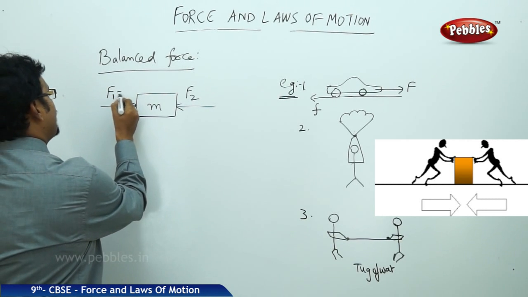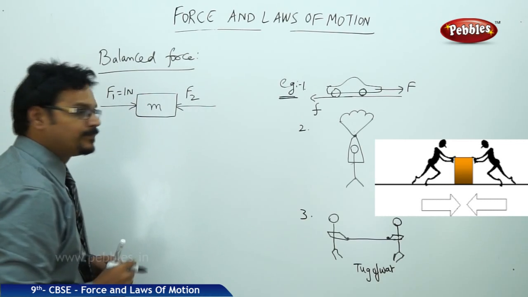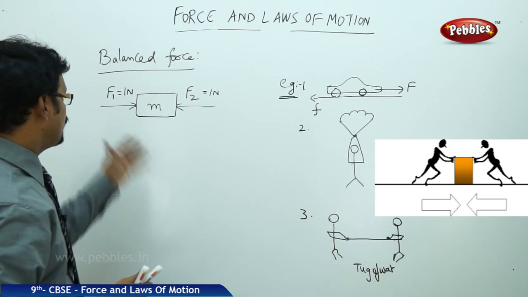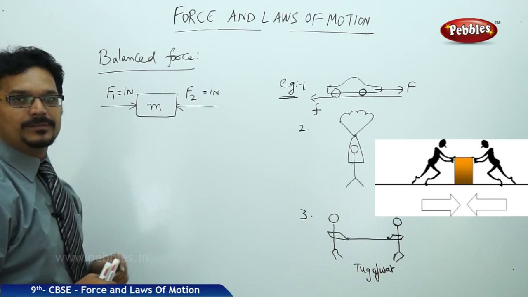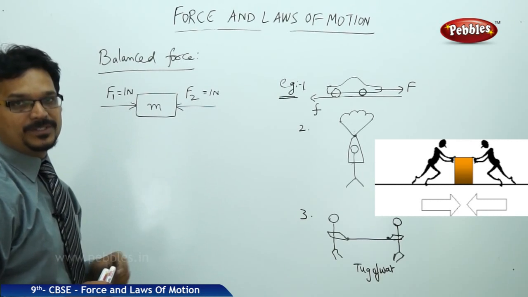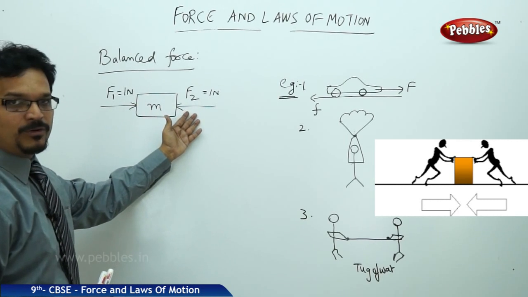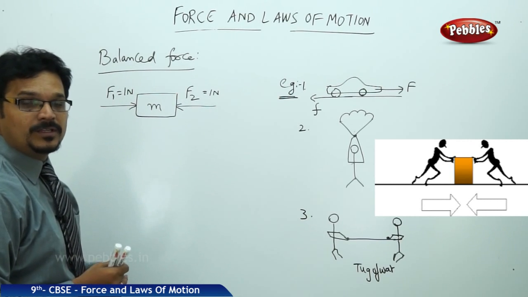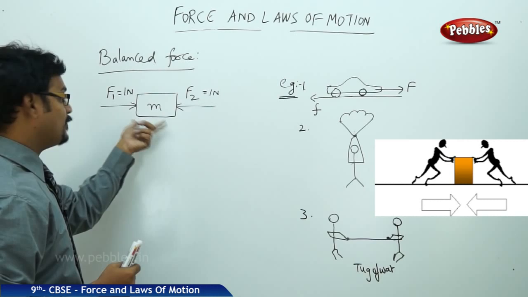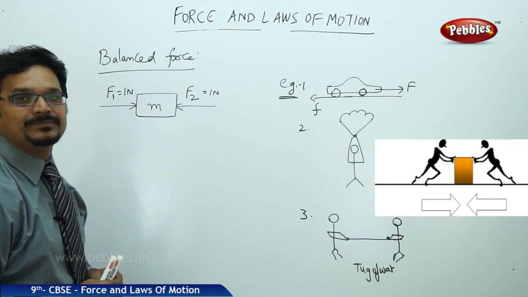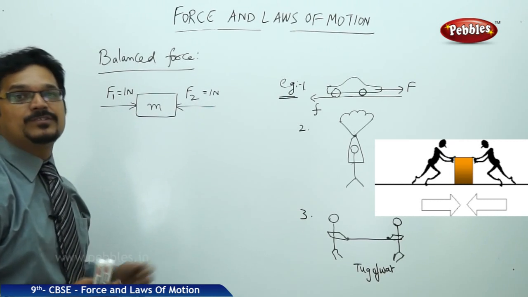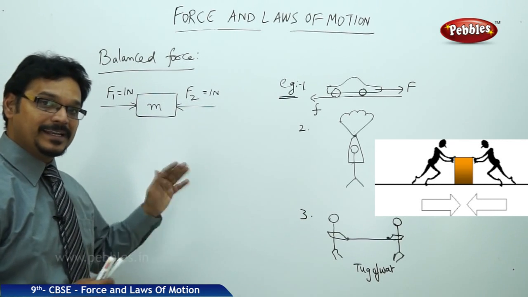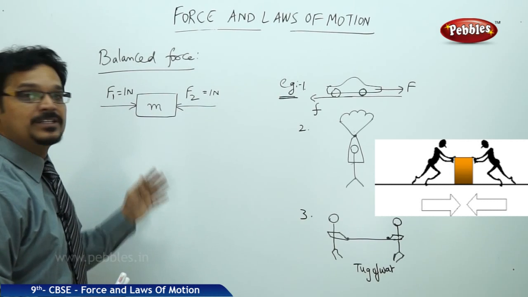Say F1 has the value 1 Newton, F2 has the value 1 Newton. Even though both forces are equal in magnitude, direction-wise they are opposite. F1 is opposite to F2, or F2 is opposite to F1, but still their magnitudes are equal. Then we say that this block is balanced, and the forces are called balanced forces. In this condition, the block is either at rest or in uniform motion.